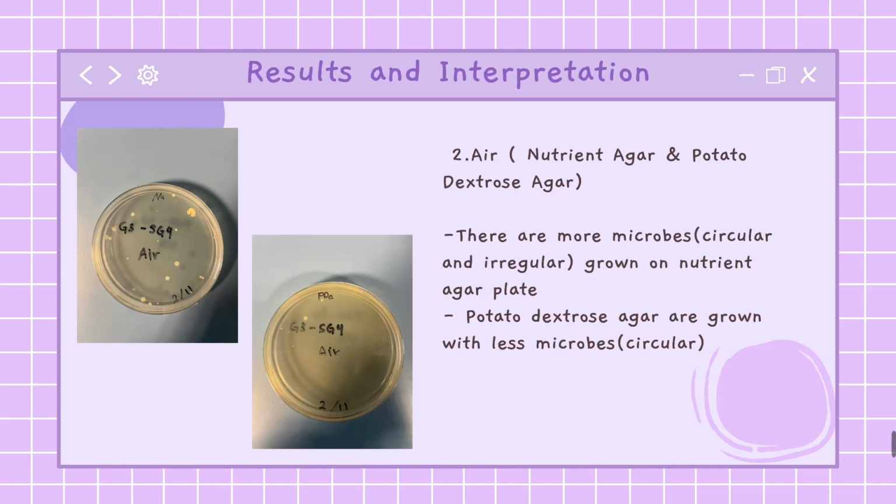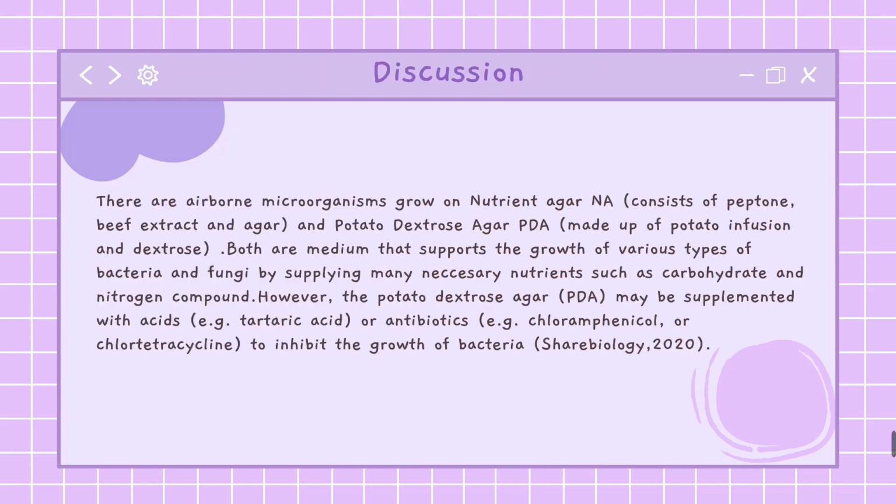The second part is to expose a nutrient agar plate and a potato dextrose agar plate to the air. Results: there are more microbes, which are circular and irregular, grown on the nutrient agar plate. Potato dextrose agar is grown with fewer microbes, which are circular. Discussion: there are airborne microorganisms growing on nutrient agar, which consists of peptone, beef extract and agar, and potato dextrose agar, which is made up of potato infusion and dextrose. Both are media that support the growth of various types of bacteria and fungi by supplying many necessary nutrients such as carbohydrate and nitrogen. However, the PDA may be supplemented with acids or antibiotics to inhibit the growth of bacteria.